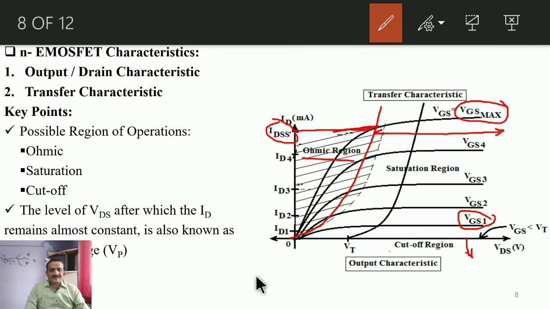which is defined by the previous equation. Now again one more important thing to remember: the point on the drain characteristic after which ID remains constant is also known as the pinch off voltage. So the pinch off voltage is related to the output voltage. It is the value of VDS after which the output current remains constant. So all these points are nothing but the pinch off voltages for each curve. So these are the pinch off levels.